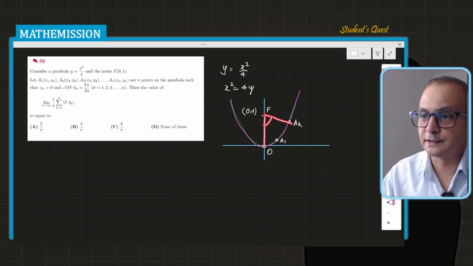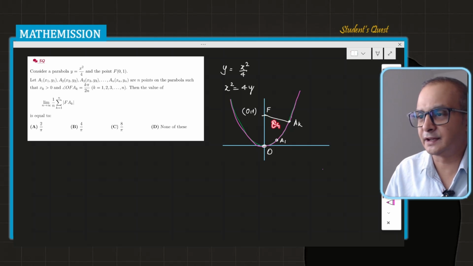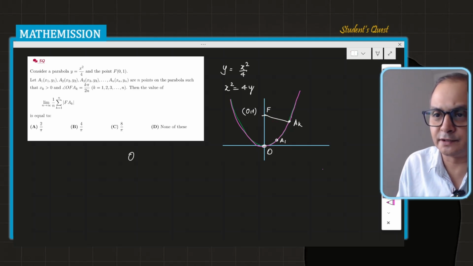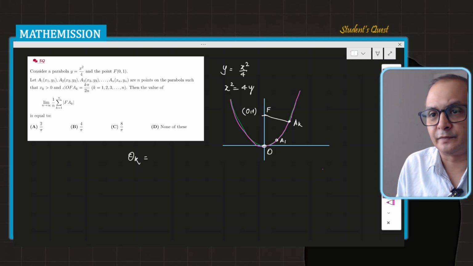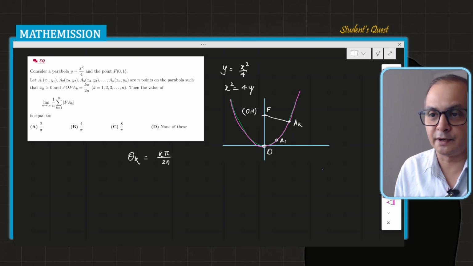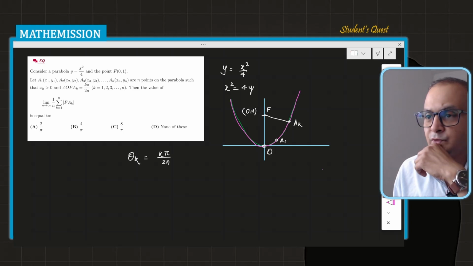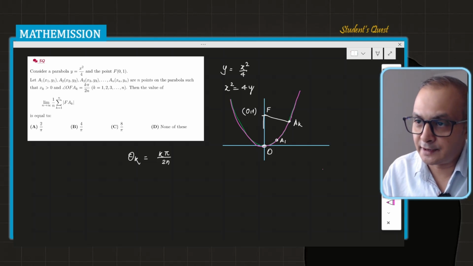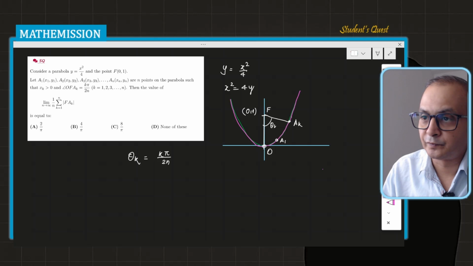This angle is, let's say, θk. Why am I calling it θk? Because it's convenient to write. So let me write it here: θk is kπ/n. And when the expression is simplified, I will substitute this kπ/n at the last. So this is the angle I have, and this angle is θk.